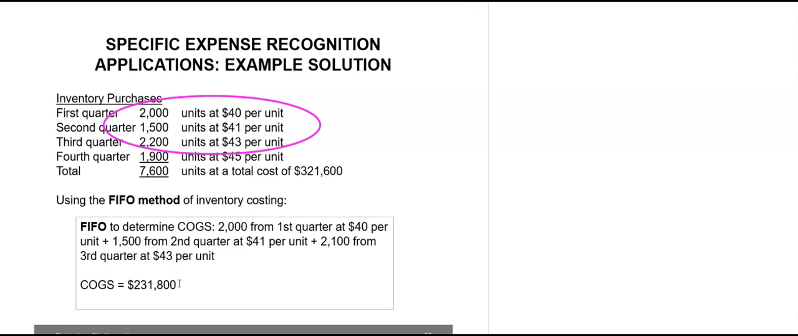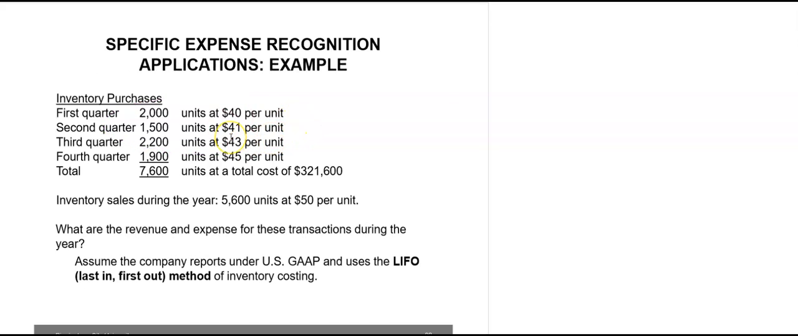Also, our inventory at the end will be the same as the one we obtained from the specific identification method. The reason being that the specific identification method revealed the same units were sold and left in inventory as we have from the FIFO. It will not always be the case, but here it is.